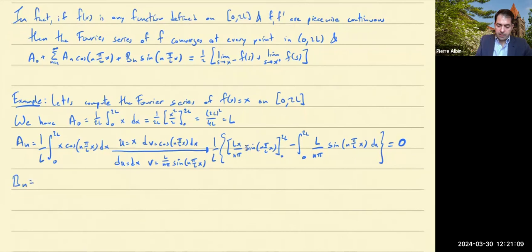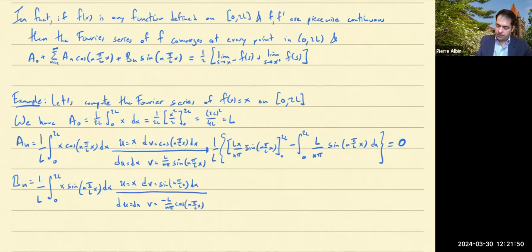And then bn, 1 over L times the integral from 0 to 2L of x times sine n pi over L times x dx. We integrate by parts. u is equal to x, dv is sine n pi over L x dx. So that makes du equal to dx, and v would be equal to minus L over n pi times cosine of n pi over L x.